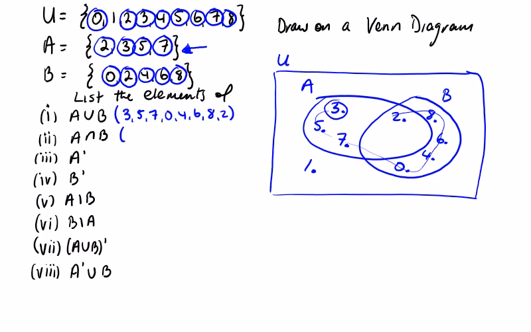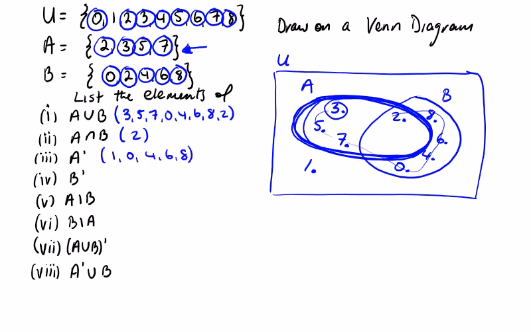A intersection B is just 2 in the middle. A complement, remember we were shading earlier, everything outside of A. So what's outside of A? Well, I'm just going to go around the circle A again. Everything outside, nothing on the inside of this circle can be included. And you can see what's left is 1, 0, 4, 6, 8.